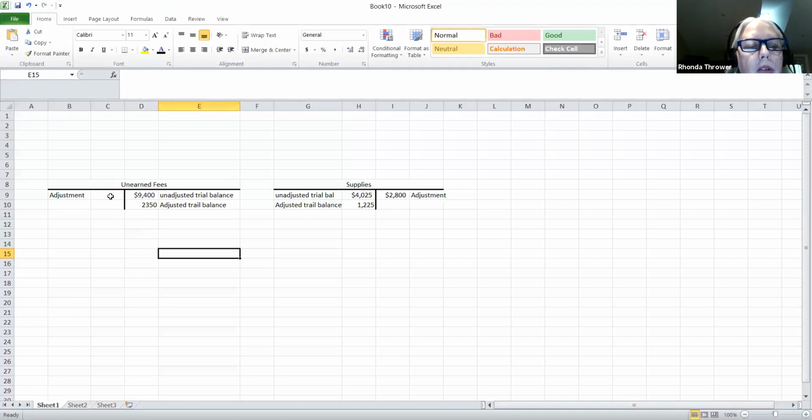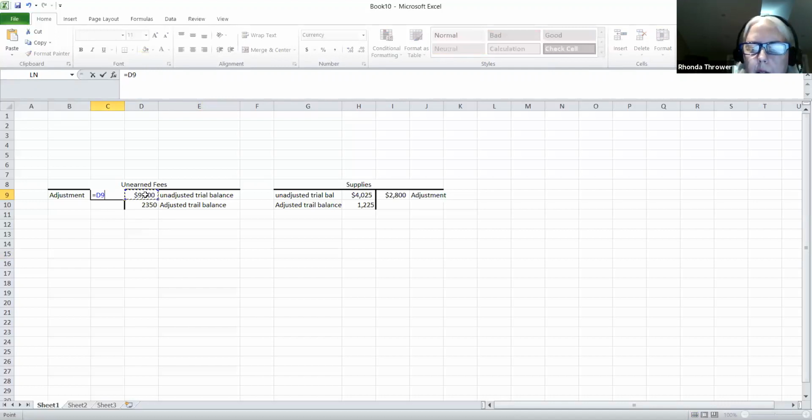So to find the adjusting entry portion of this, I'm going to subtract my adjusted trial balance amount, or the ending balance amount, from my unadjusted trial balance amount. And that's going to give me $7,050, which I've debited to my unearned fees account. And I have to have a credit that goes with that. So I'd end up crediting my fees earned account.